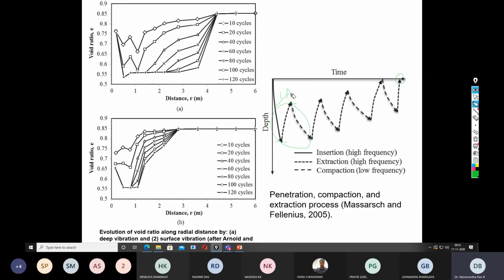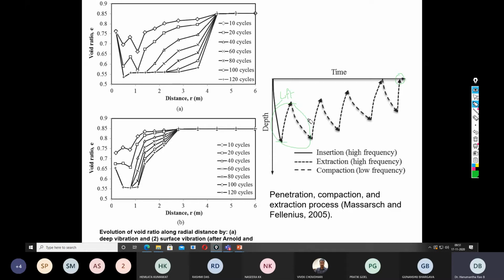So this simply represents one lift. This is the second lift. This is the third lift. This is the fourth lift. So on and so forth until you reach the ground surface. So fundamentally you should understand that there are three steps involved in vibroflotation. You are inserting the probe, you are compacting the soil, and you are extracting the probe.